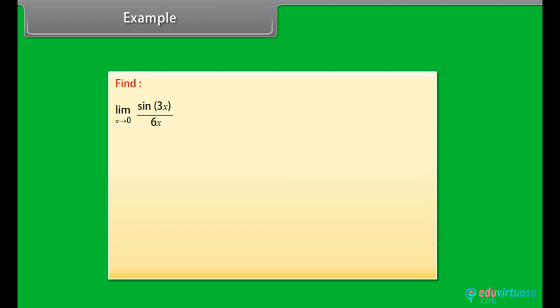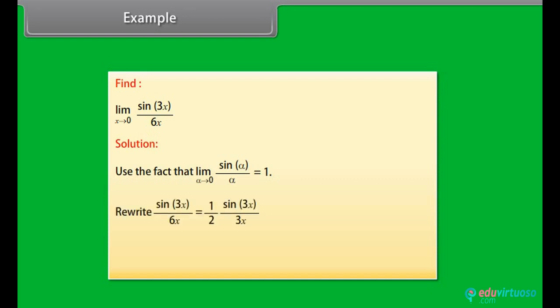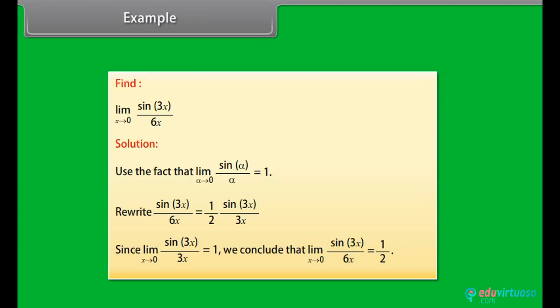Find limit x tends to 0 of sin 3x divided by 6x. Solution. Use the fact that limit alpha tends to 0 of sin alpha by alpha is equal to 1. Rewrite sin 3x divided by 6x as 1 by 2 multiplied by sin 3x divided by 3x. Then limit x tends to 0 of sin 3x divided by 3x is 1. We conclude that limit x tends to 0 of sin 3x divided by 6x is 1 by 2.